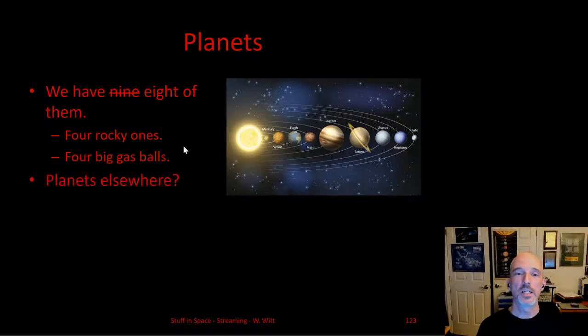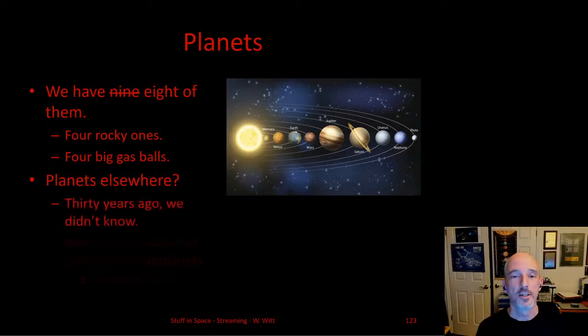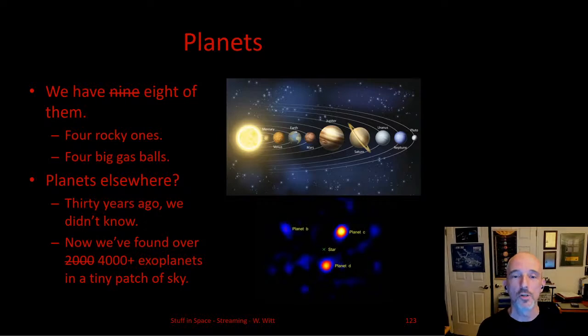Now, a question we can ask: are there planets elsewhere? When I was a kid, we had no idea. When I was little, we only had our own solar system and our own planets as examples. But we've actually been looking a lot, and 30 years ago we had no idea. Now we've found over 4,000 exoplanets.